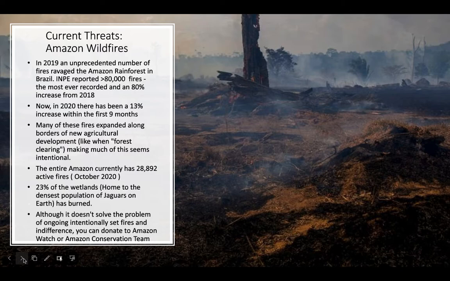Many of these fires expanded along the borders of new agricultural development, like when you clear forest, making much of this seem intentional. The entire Amazon currently has 28,892 active fires. 23% of the wetlands, home to the densest population of jaguars on Earth, has burned down. And although it doesn't solve the problem of ongoing intentionally set fires and the indifference, you can donate to things like Amazon Watch or Amazon Conservation Team to try to help if you'd like.